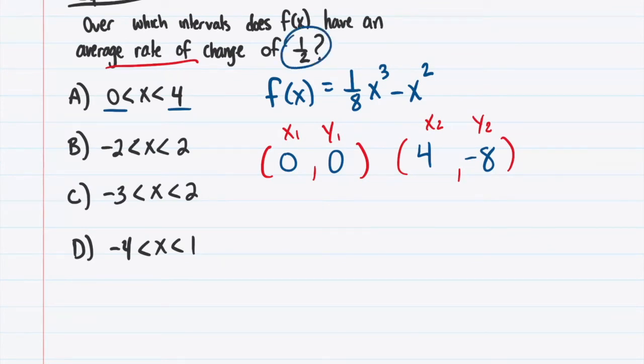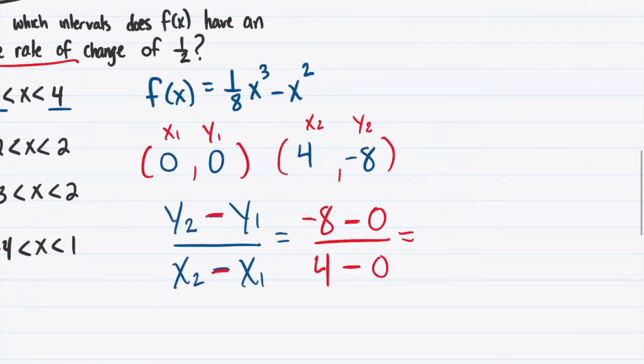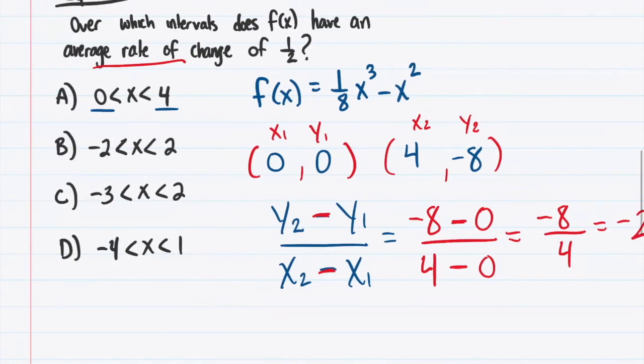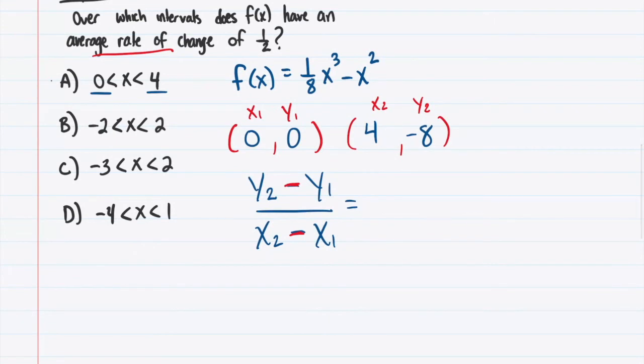Now let's use that information to see if we get a slope of 1/2. The formula for slope is y2 minus y1 over x2 minus x1. Let's go ahead and plug them in. My y2 is negative 8, there's a minus in the formula, my y1 is 0. My x2 is 4, there's a minus in the formula, and my x1 is 0. Guys, what's negative 8 minus 0? Negative 8. What's 4 minus 0? 4. Negative 8 divided by 4 gives us negative 2. Is that positive 1/2? No. So we get rid of this guy. This does not work. We know that letter A is not the answer we're looking for.